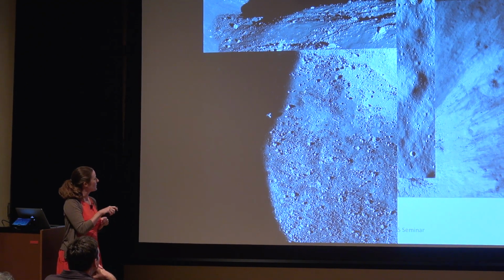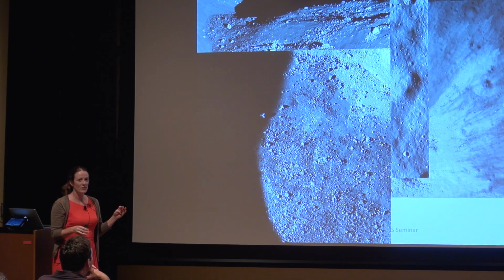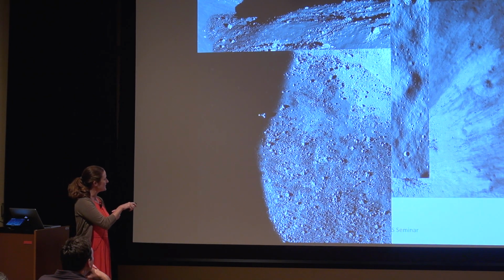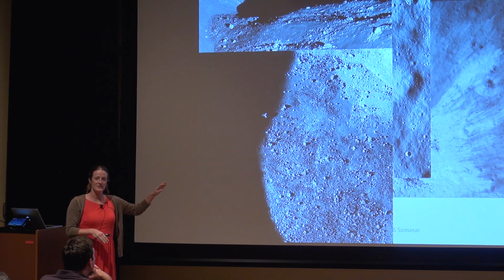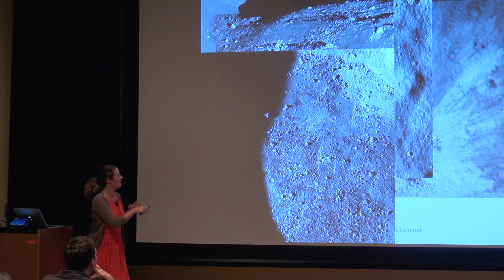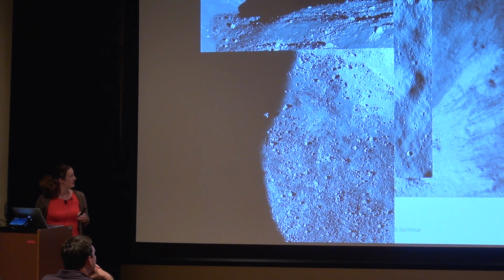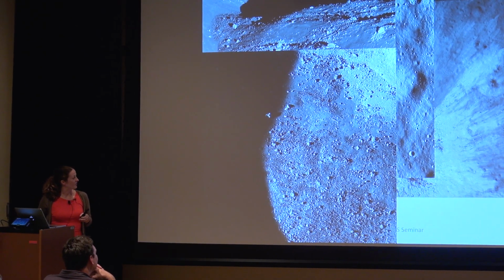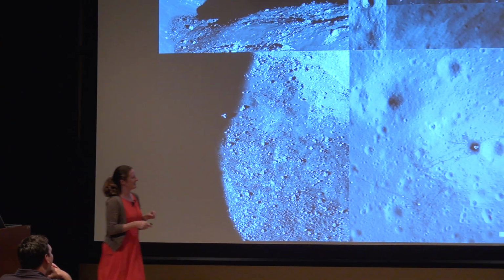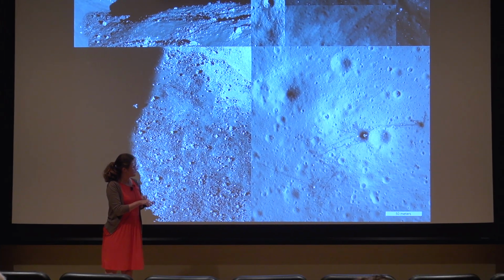We have this cool effect where you have this shadow. So we're down in a crater or something, but you have this little boulder sticking up. It's higher than the surrounding region, so it's still getting illuminated. So you can think about these two little boulders here like talking to each other on the surface.